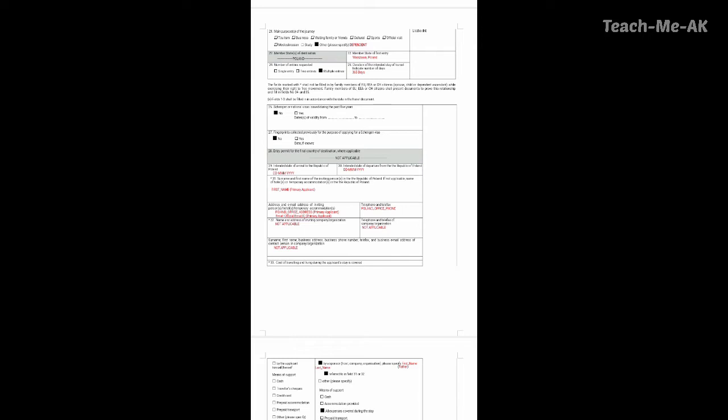So if you have already stayed in the Schengen countries in the past 5 years, please mark them as appropriately yes. Or if you have not stayed during the past 5 years in any of the Schengen countries, you can mark it as no.